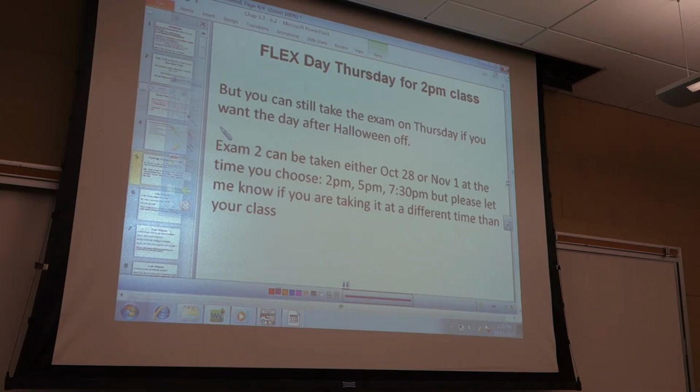Hey folks, if you're taking it at a different time than your class, below your name on the exam, if you can write down your class time, then I can make sure that you get sorted into the right pile. Yeah. So for the different times, does that apply to both the 28th and the 1st? Yes. Okay, got it. Yep. Come any of those times on either of those days.